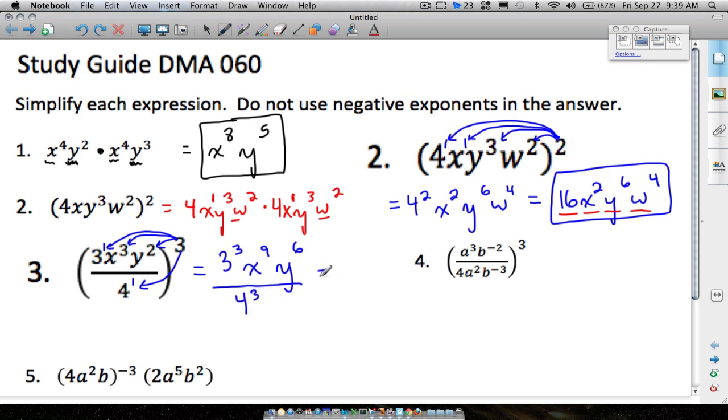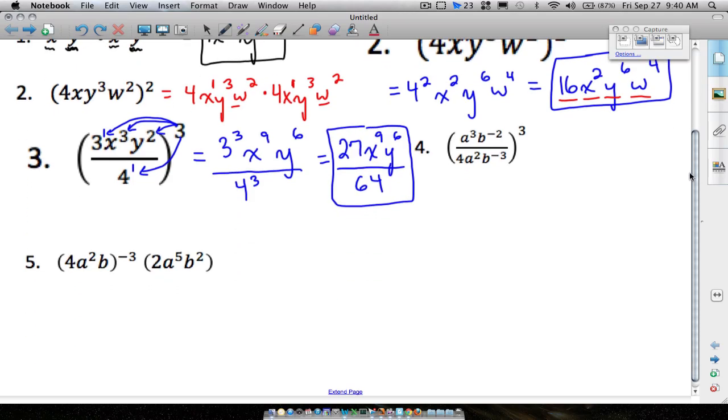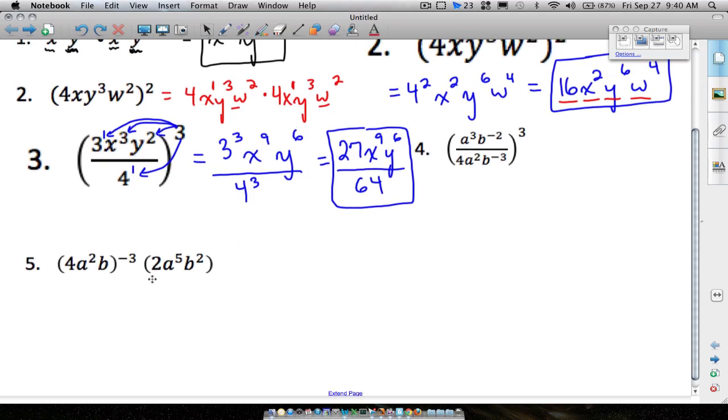And let's go one step further and cube the 3 and cube the 4. 3 cubed is not 9. 3 cubed, 3 times 3 times 3 is 27. X to the 9th, y to the 6th, over 4 cubed, which is not 12. 4 cubed is 4 times 4 times 4. That gives you 64. And looking here, 64. If we try to simplify 27 over 64, we cannot do that. So we will leave that answer just like it is. That's totally simplified. Now I want to make some more room here for these last two.